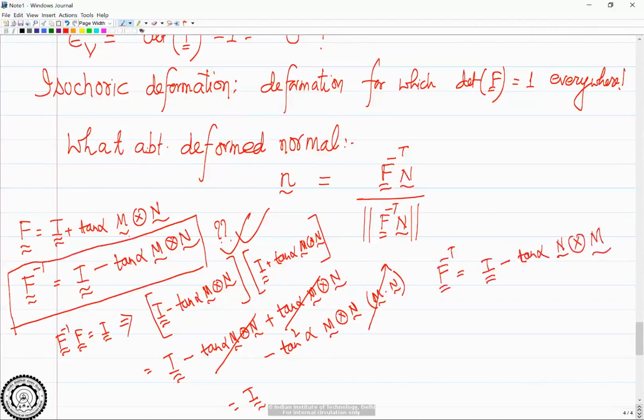Okay, so now what will be this thing over here? So small n is then F inverse transpose into capital N, right? And let us see what this is. And of course, I have to divide also by magnitude. So F inverse transpose into capital N.